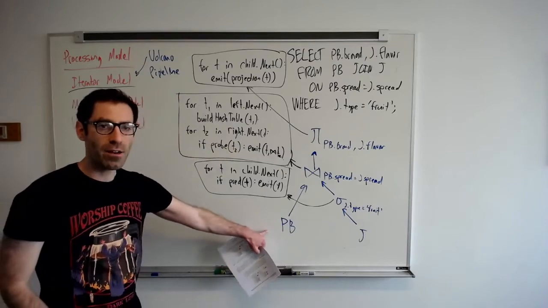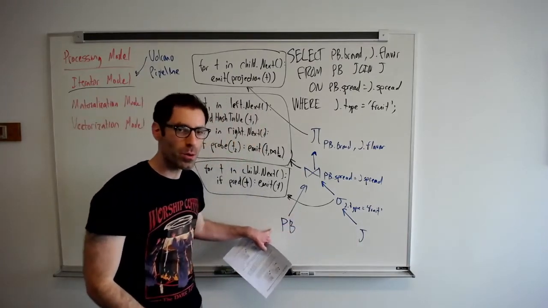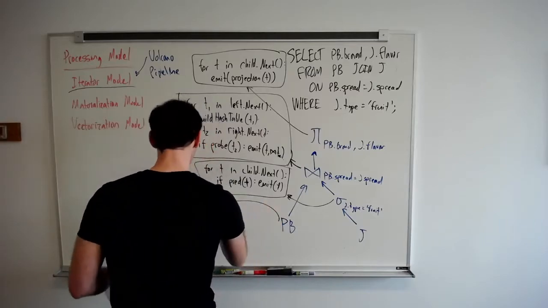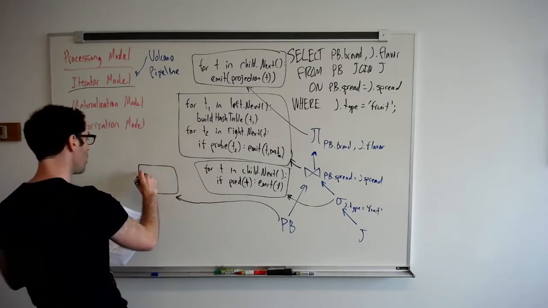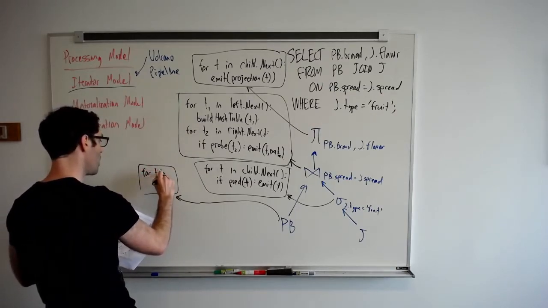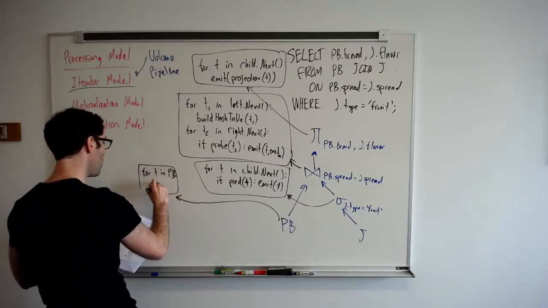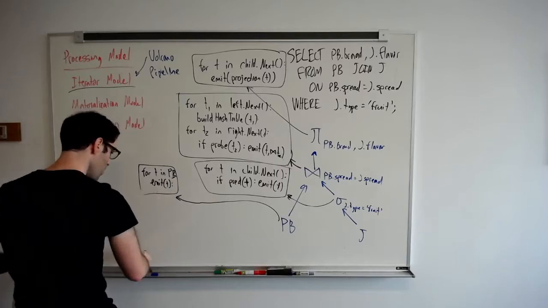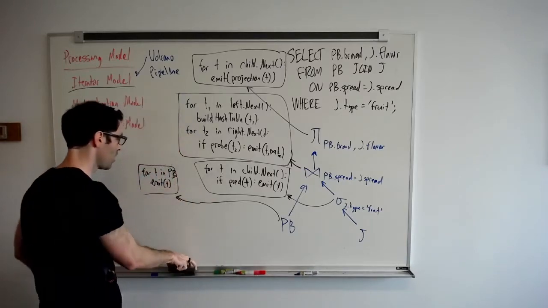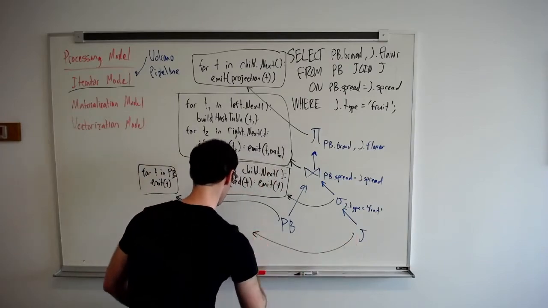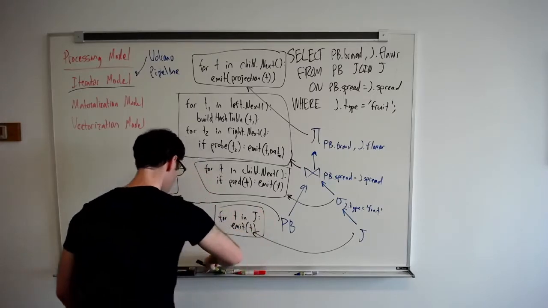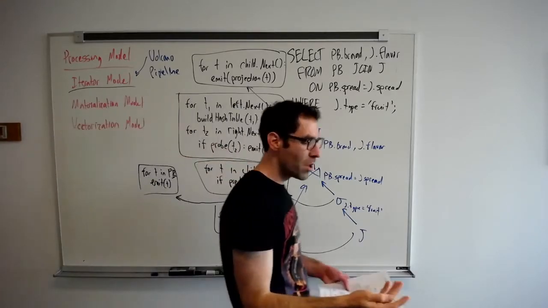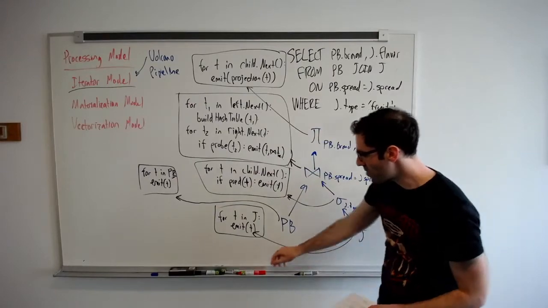And then we'll actually have operators for our input tables down here. They're both going to be the same, where we just say for tuple in the table, emit the tuple. And similarly for J as well.